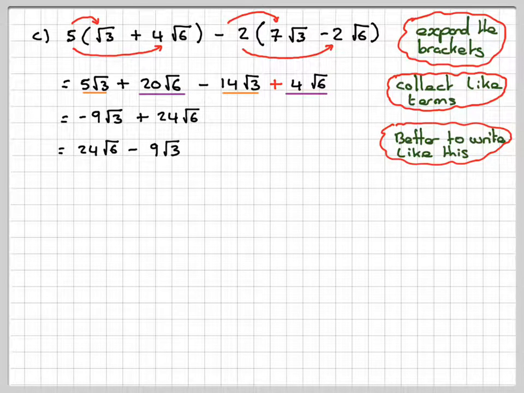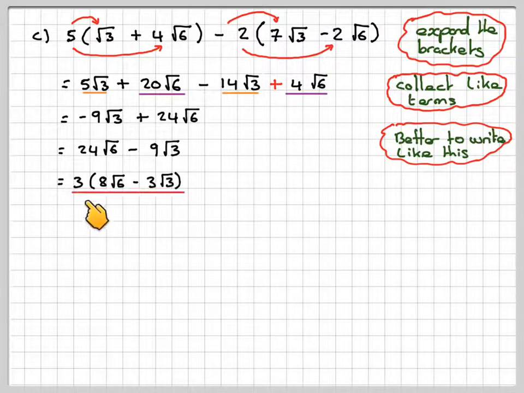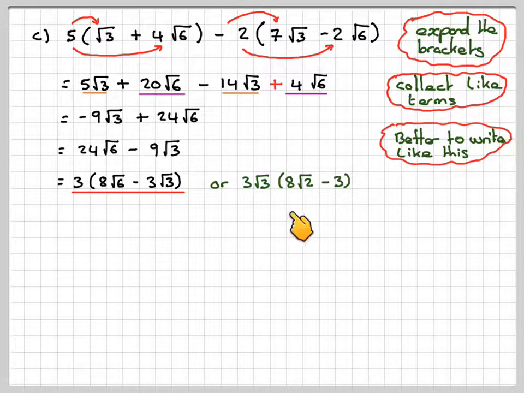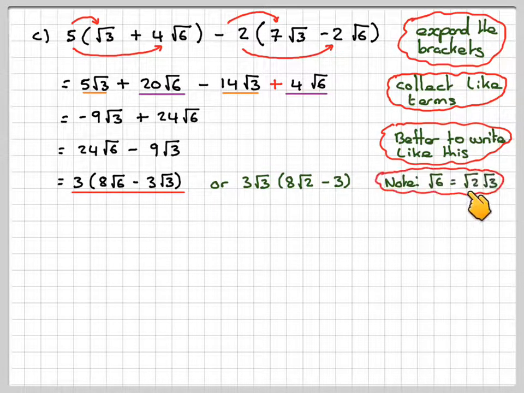Now, there is a common factor here of 3, so that becomes 3 brackets 8 root 6 minus 3 root 3. Or, if you're really clever, you could say that it's 3 root 3 brackets 8 root 2 minus 3. The reason you can say that is that root 6 happens to be root 2 times root 3, and therefore you'd have root 2 root 3 there, and you have a common factor of root 3 as well, so that could come out as well, and you're left with that one. This was slightly better, perhaps, than this one.